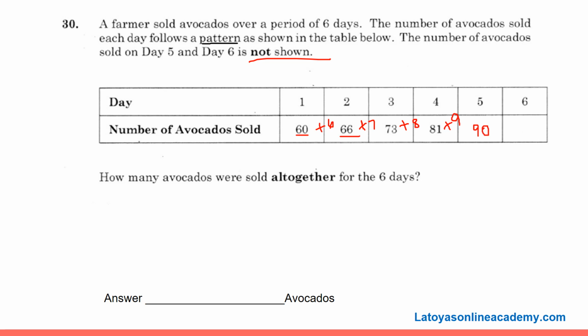And on day 6, we are going up 1 each time, so we're going to add 10. 90 plus 10 is 100. Right? So this is the answer for day 6, and this is the answer for day 5. Day 5 and day 6.